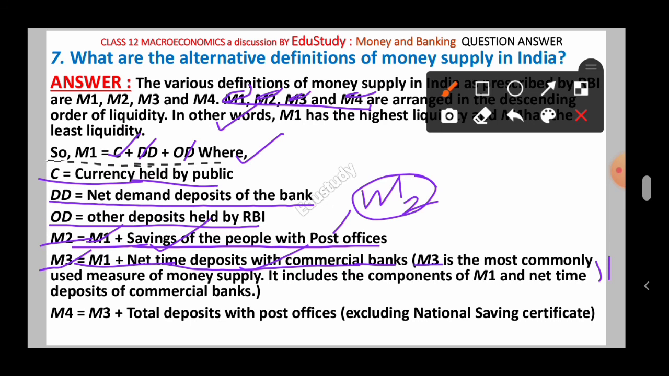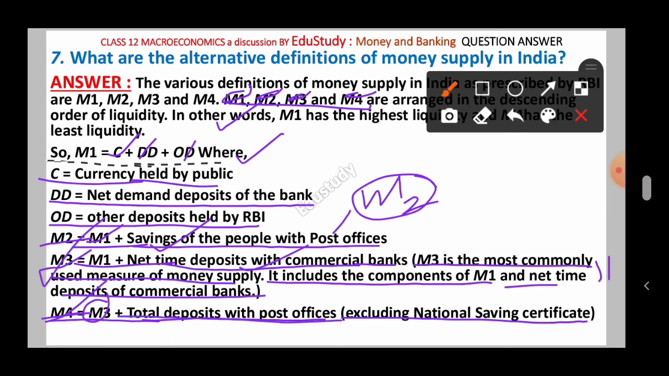M3 is the most commonly used measure of money supply. It includes the components of M1 and the net deposits of commercial banks. And what is M4? M4 is M3 plus total deposits with the post office excluding National Savings Certificates. So in M4 we include M3 plus total deposits with post offices, but here we have to exclude the National Savings Certificates. I hope you have understood this one.